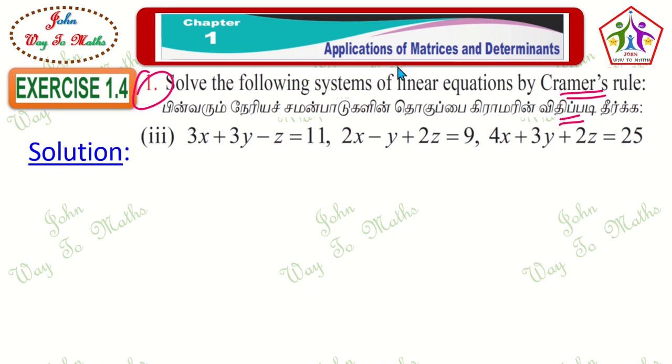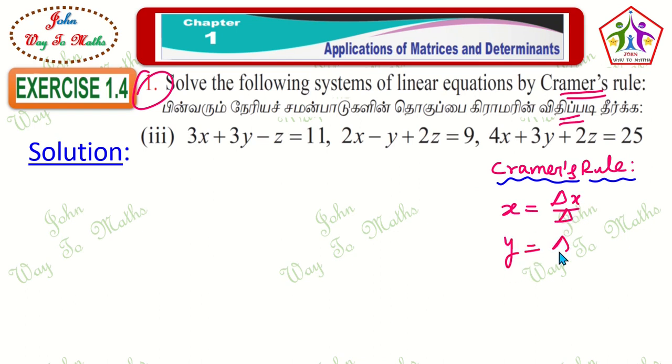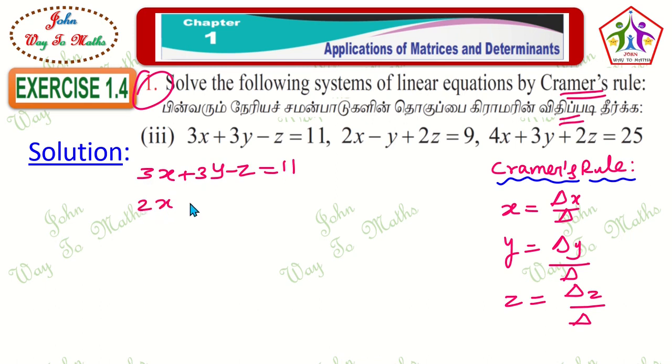So Cramer's rule becomes, so given equation are 3 unknowns இருக்கு. So first I'm going to find x. Formula becomes del x by delta, then y becomes del y by delta, then z becomes del z by delta. So I'm going to write the given equations: 3x plus 3y minus z is equal to 11. Second equation becomes 2x minus y plus 2z which is equal to 9. Then third equation becomes 4x plus 3y plus 2z is equal to 25.